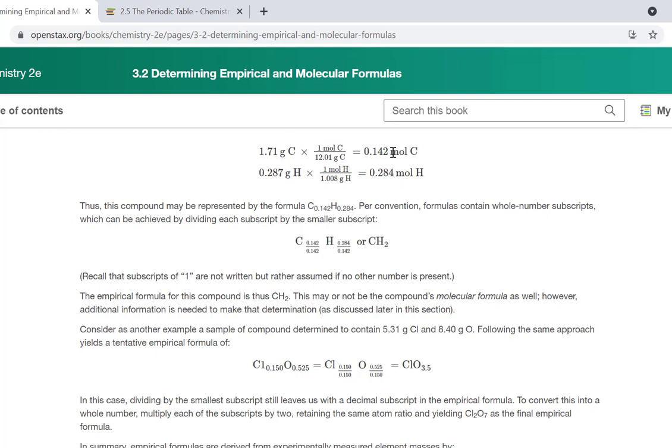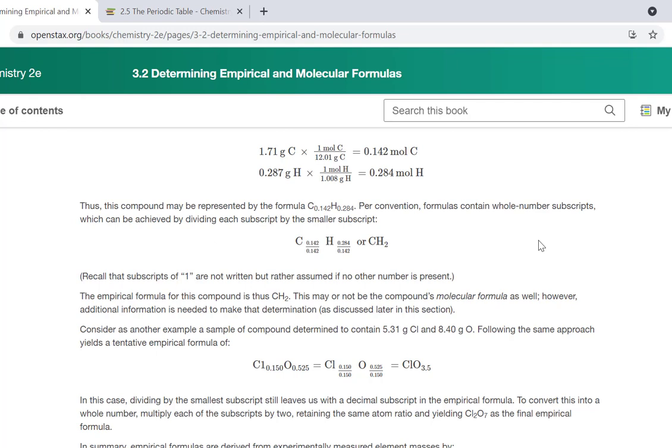So what we do is for each of the elements, we divide it by whichever one is smaller. So we have 0.142, we have 0.284. The 0.142 is smaller, so we divide everything by that. So 0.142 divided by 0.142, of course, is just going to be 1. And then here, when we do this division, we'll get a 2. Okay, so we end up with CH2 as the empirical formula for this compound.